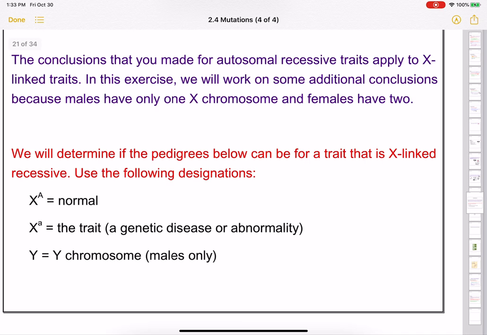We've also talked about this already. The conclusions that you made for autosomal recessive traits apply to X-linked. In the exercise, you'll work on some additional conclusions because males have only one X chromosome and females have two. We will determine if the pedigrees below can be for a trait that is X-linked recessive. Use the following designations. So a normal X, we're going to use big A. The disease or the abnormality is going to be little a, and Y is for males only.